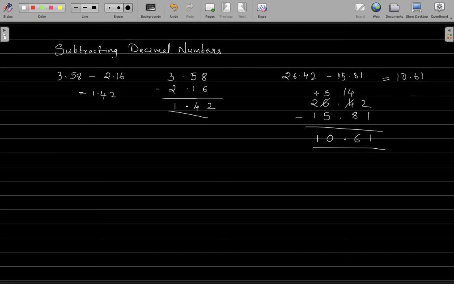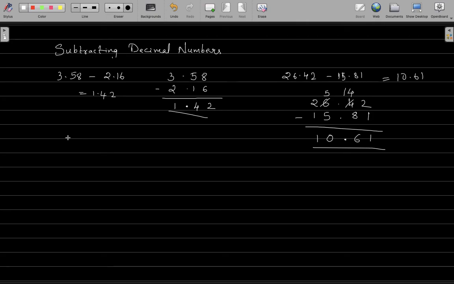So always remember that whenever you're subtracting decimal numbers, keep the digits under the same positions, keep your decimal points in the same line, and in your answer also your decimal point must fall in the same line. It's that simple.